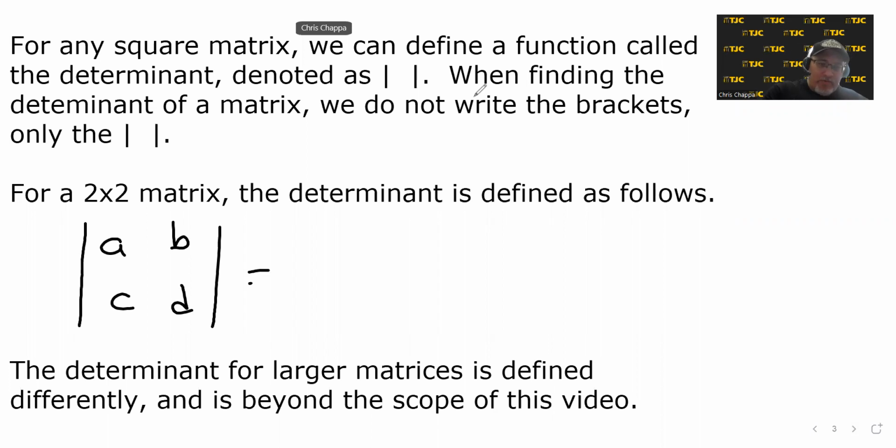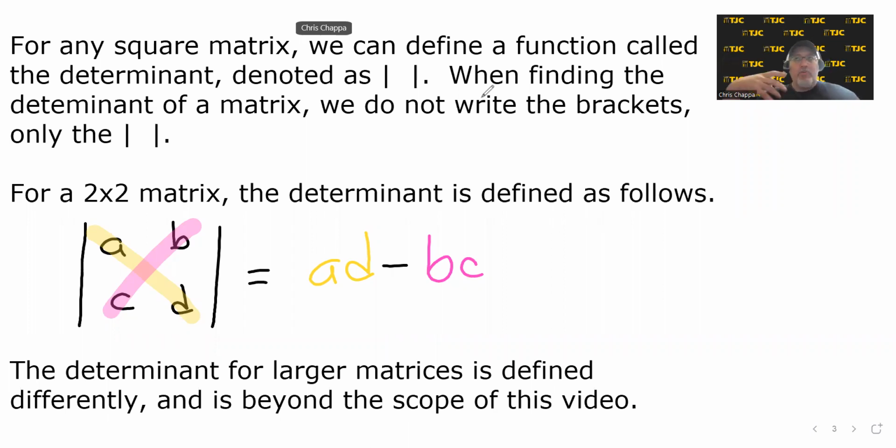And remember in the previous video when we said we wanted to define something that says, do this product and subtract? This is what the determinant of a 2x2 matrix is going to do. It's going to say, I want you to find this product, A times D, and I want you to find this product, B times C, and I want you to subtract them. And that's going to be the definition of this.